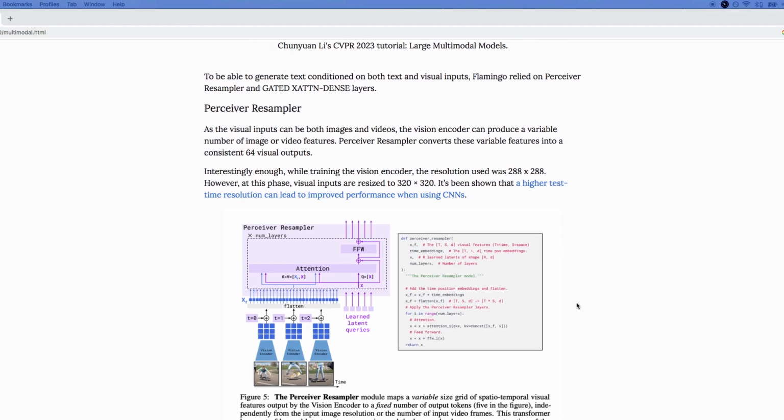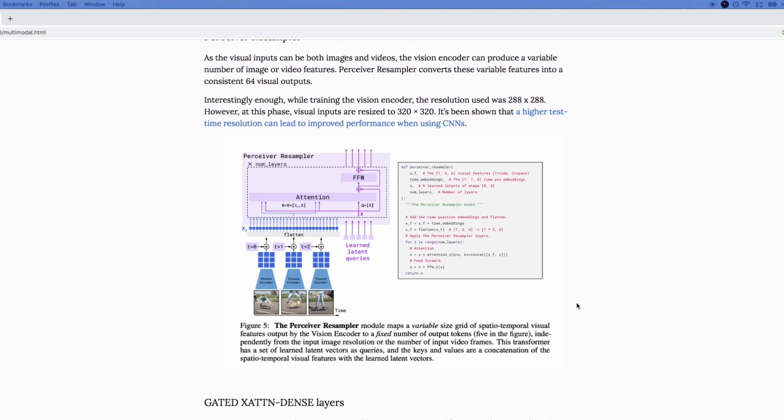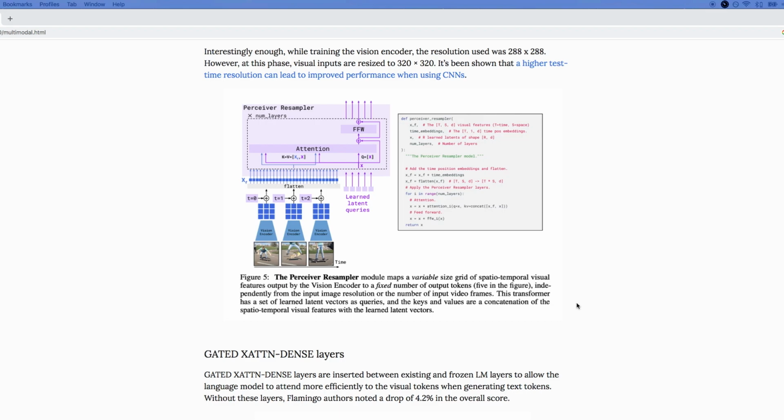To be able to generate text conditioned on both text and visual inputs, Flamingo relied on Perceiver Resampler and gated cross-attention dense layers. Perceiver Resampler. As the visual inputs can be both images and videos, the vision encoder can produce a variable number of image or video features. Perceiver Resampler converts these variable features into a consistent 64 visual outputs. Interestingly enough, while training the vision encoder, the resolution used was 288 by 288. However, at this phase, visual inputs are resized to 320 x 320. It's been shown that a higher test time resolution can lead to improved performance when using CNNs.